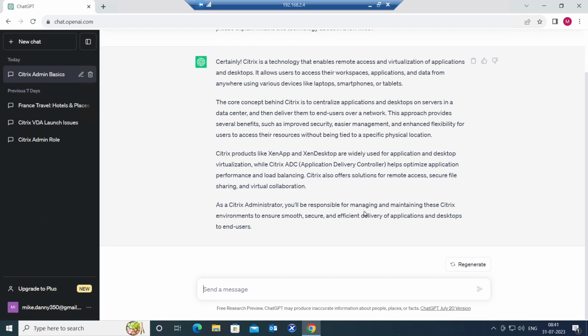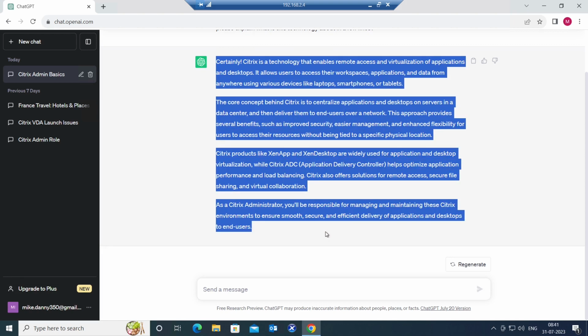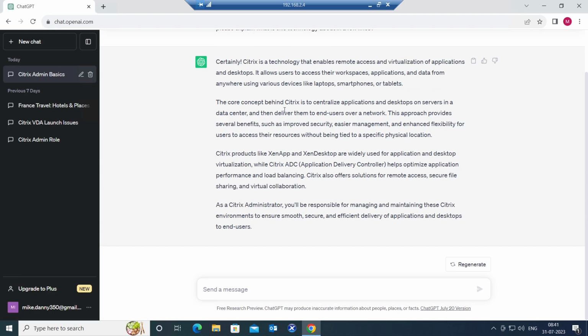Now, let's say, as a person who is completely new to Citrix, you may find this language a bit challenging to understand because it is using some complex terminologies. So you may not understand properly. In that case, this is the beauty of ChatGPT.